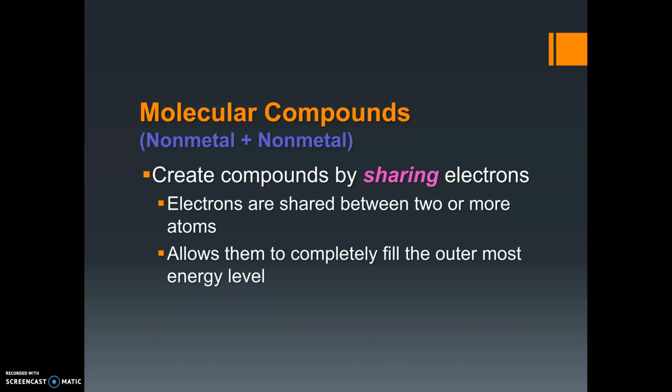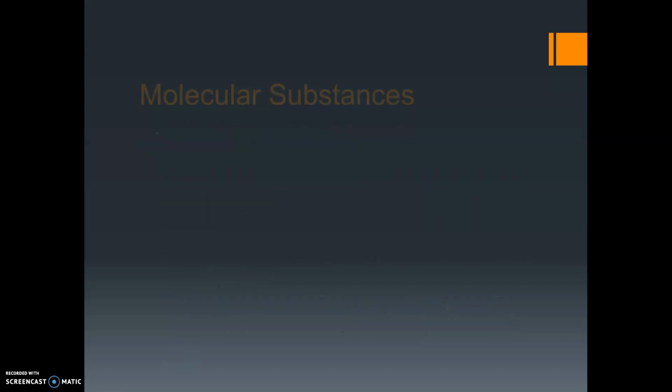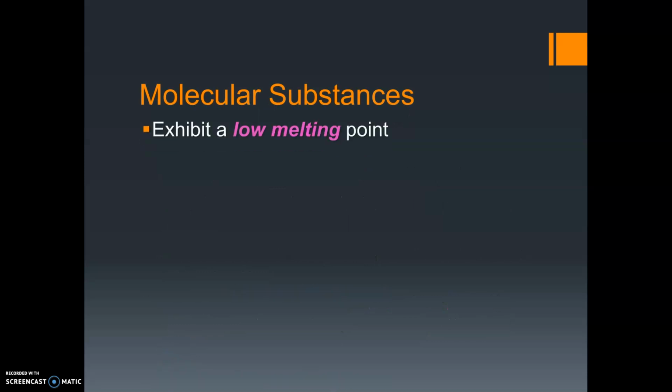It allows them to completely fill the outermost energy level for each atom, even though that doesn't always happen simultaneously for all of them, because they're circulating through all of them together. This is an actual physical bond called a covalent bond. So covalent and molecular need to go together in your head. These elements are actually physically attached to each other. The funny thing is that even though they're physically attached, they're not as strong as ionic bonds. That force of attraction in the ionic bond is stronger than what we experience with this physical attachment in covalent bonds. Covalent substances are basically the opposite of ionic.